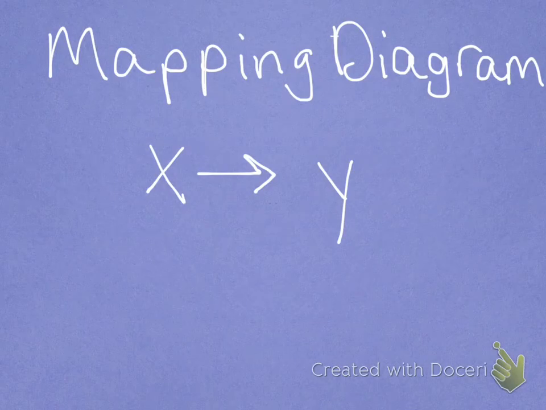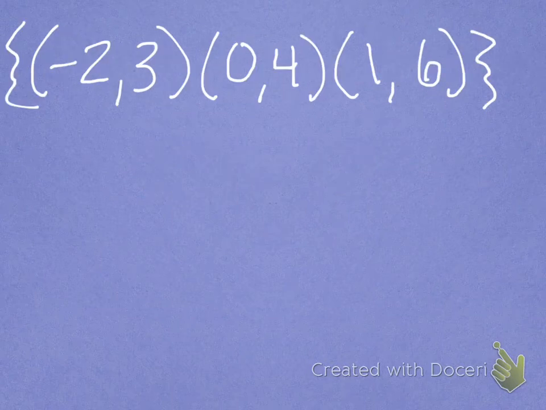The next thing we're going to be learning about is the mapping diagram. This is where we map x to y. For instance, you're given a set of points. Remember, points are x, y, x, y, x, y. If you look at your x values, you have negative 2, 0, and 1. So we have our x's and we have our y's. You want to list these in order. Next, for our y values, we have 3, 4, and 6. Those are in order.